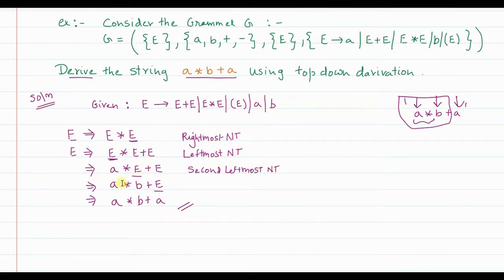The second leftmost non-terminal was replaced. After replacing this with B, then the third leftmost non-terminal. So you say that you have replaced the third leftmost non-terminal, which is also nothing but the rightmost non-terminal. So basically, based on the order of replacement.